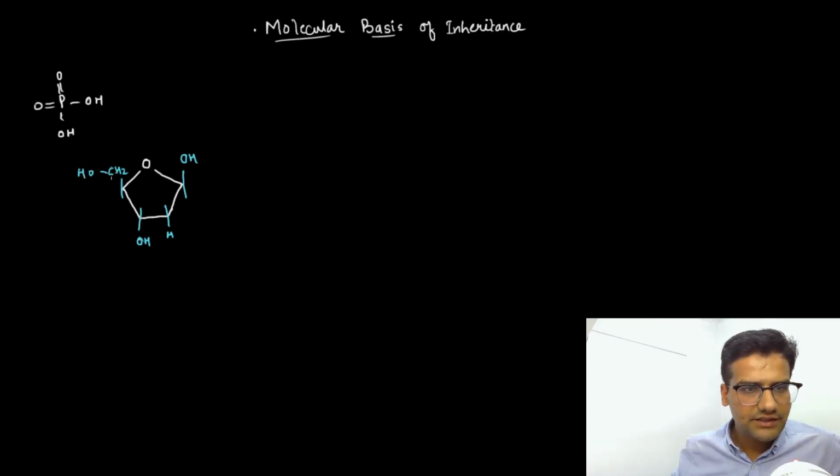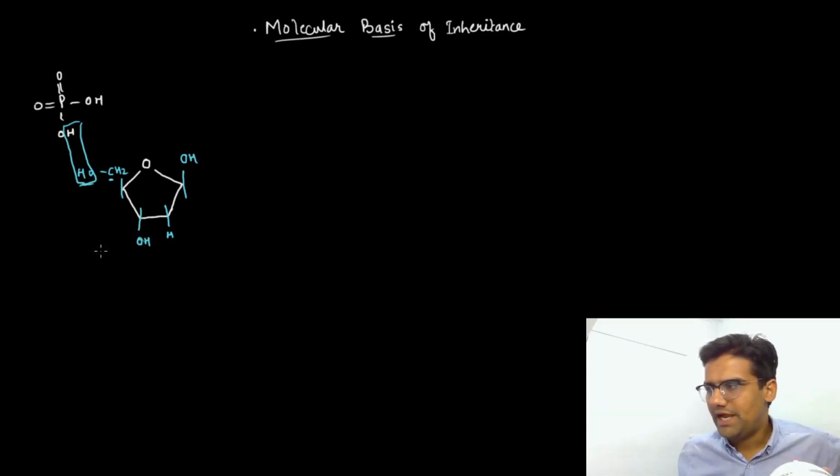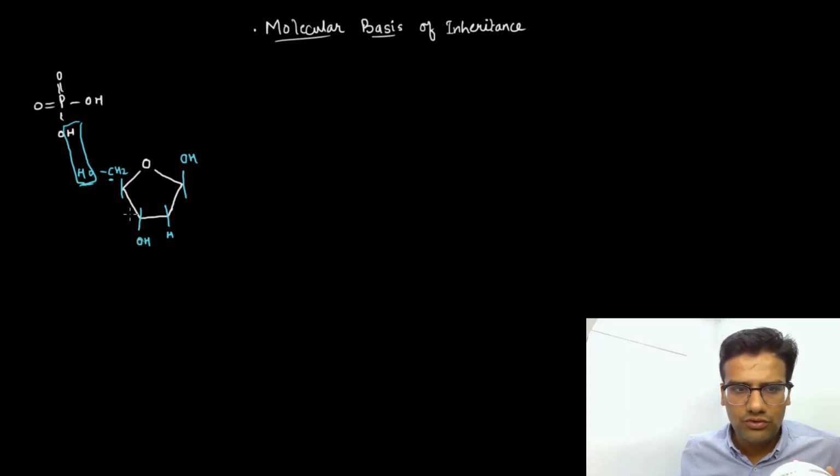So this phosphoric acid and the hydroxyl group of the fifth carbon atom combine with each other and release a water molecule and form a bond. The bond formed as a result of this is known as phosphoester linkage. This is the phosphoester linkage.